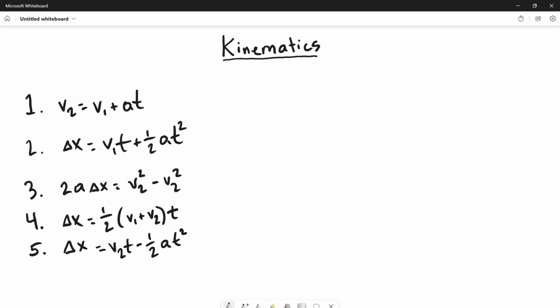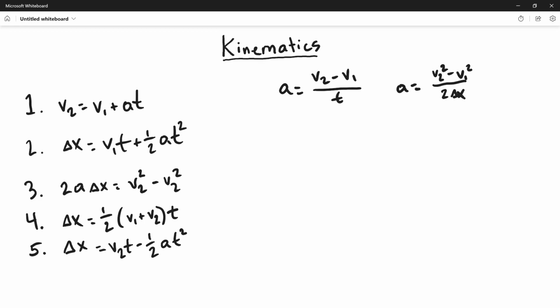Okay, so you can see that the 5th one is very similar to the second one. You just have the final velocity here and a subtraction symbol instead. So how did we derive those 2? Well, if we rearrange the first equation, we can say that a is equal to v2 minus v1 divided by t. And now we have that in terms of a. Now if we rewrite the third equation, we can get it to a equals v2 squared minus v1 squared divided by 2 delta x.